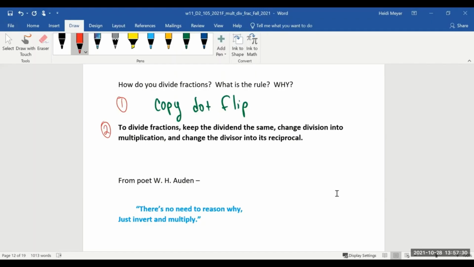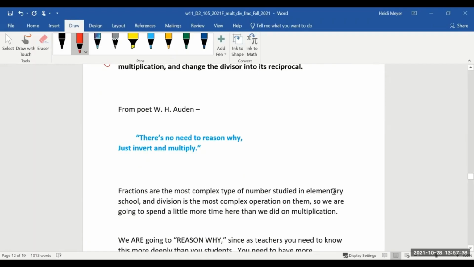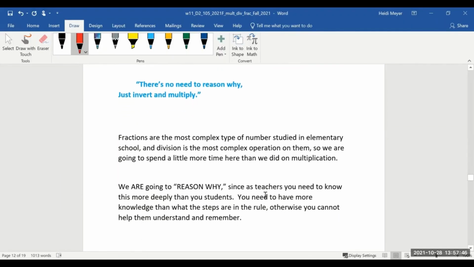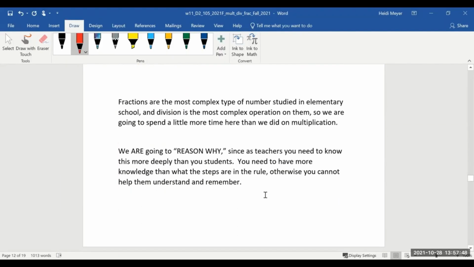But that's kind of how we feel sometimes, right? There's no need to reason why. Just follow the rules. There's no reason to think about it. Just invert and multiply. Okay, so just don't even write this down. I'm just saying fractions are the most complex type of number studied in elementary school, and division is the most complicated operation. So when you put the two together, then things really get out of hand.